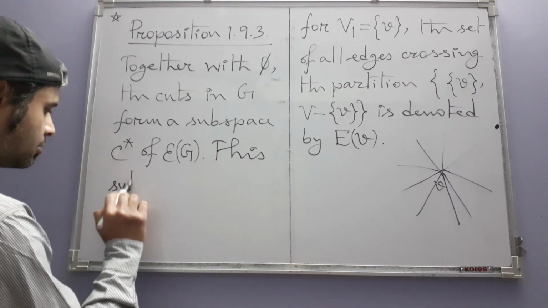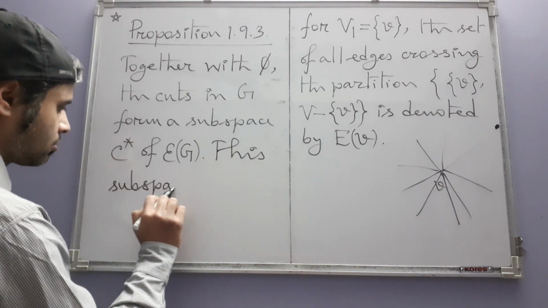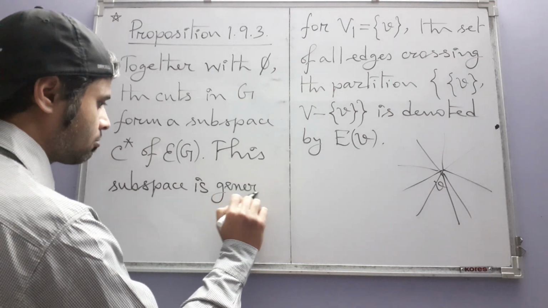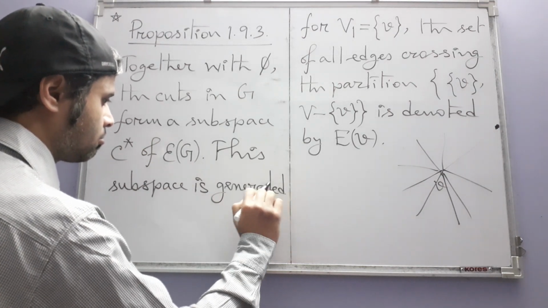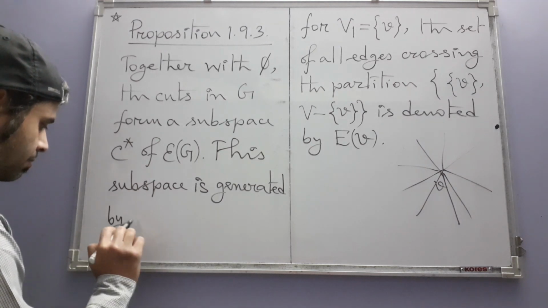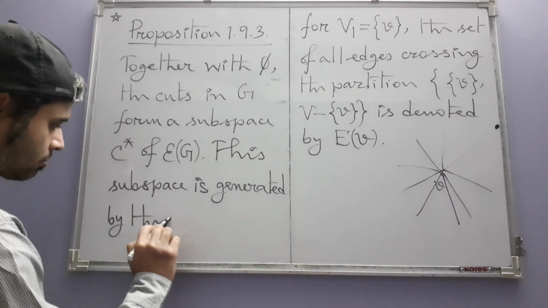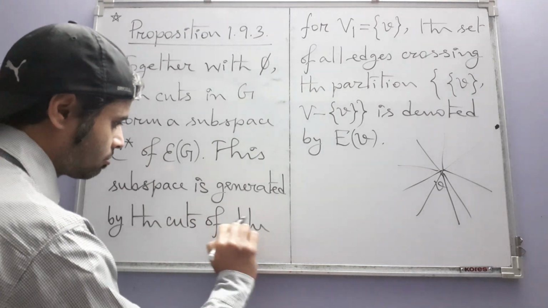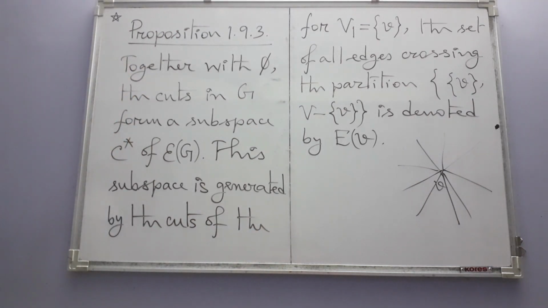This subspace is generated by the cuts of the form E(v).